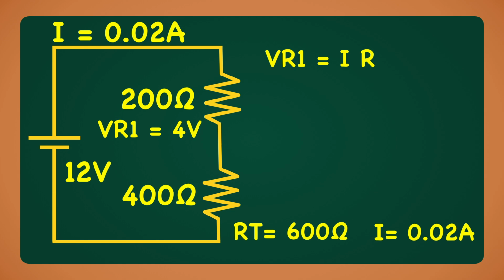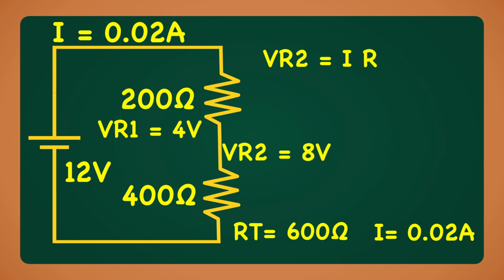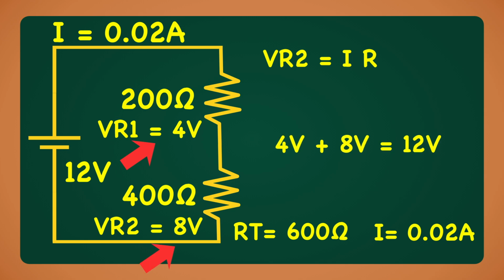Let's do the same to find the voltage across R2. V equals I times R. So to calculate the voltage across R2, we multiply the current times the resistance of R2. The voltage across R2 equals 0.02 amps times 400 ohms. The voltage across R2 is 8 volts. In this circuit, the battery voltage is 12 volts. If we take the voltage across R1 and add the voltage across R2, the sum is 12 volts, the same as the battery voltage. Again, resistors in series are voltage dividers. The current in the circuit is constant through both resistors.